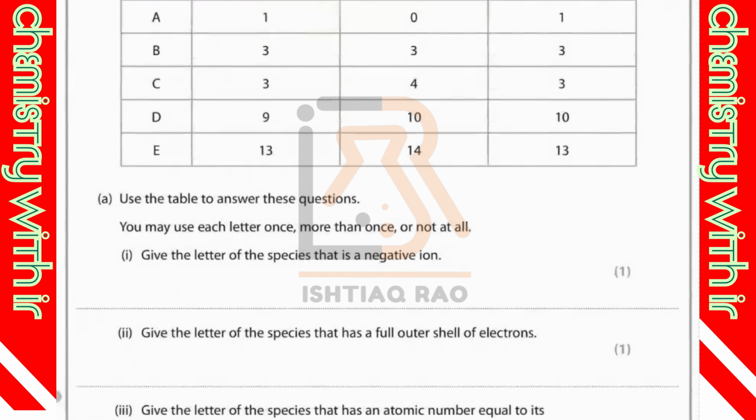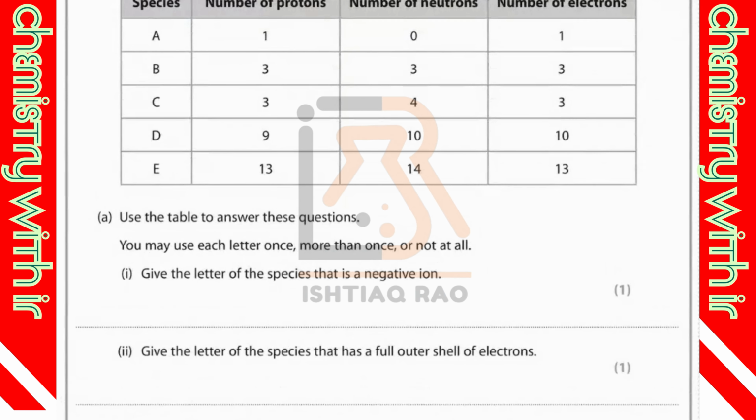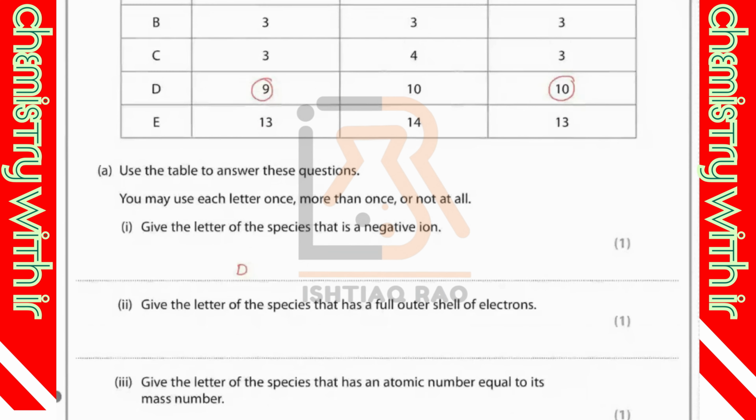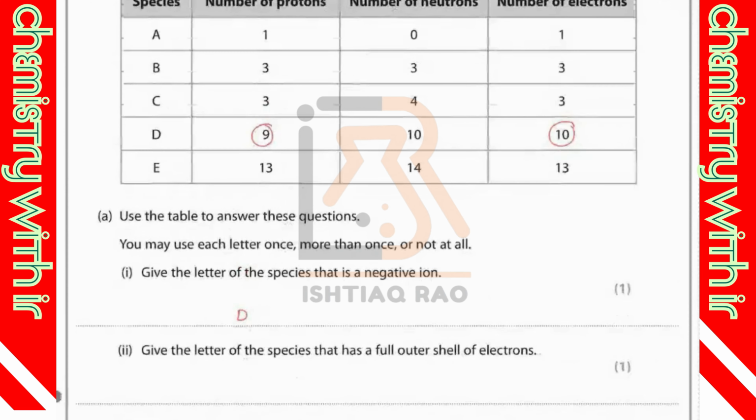In part A, they say you may use each letter once, more than once, or not at all. Give the letter of the species that is a negative ion. Of course, the species would be D, having more electrons than protons. So the answer would be D. 9 protons and 10 electrons. Exactly, D.